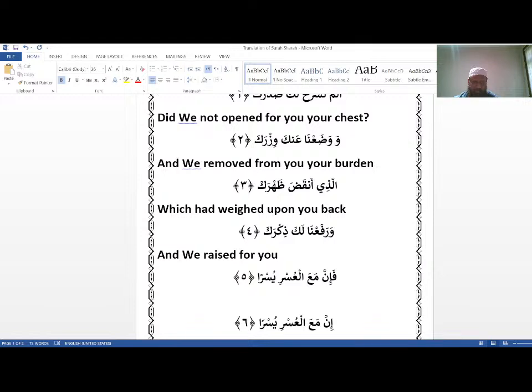ذكرك, maf'ul. Okay, normally ذكر, we know ذكر means remember, ذكر means mention, literally ذكر of Allah. But over here, your mention, your name, your repute. And we raised for you your repute.